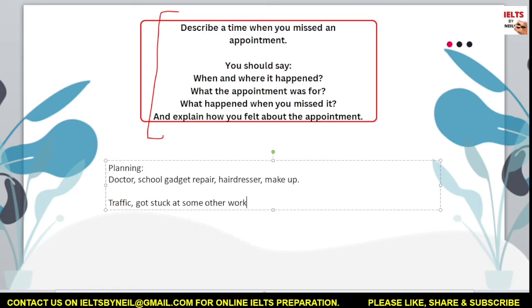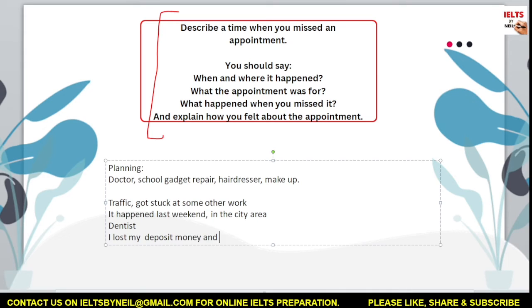The first point is when and where it happened, so you can say it happened last week. You can make up anything. And where, in the city, you can say the city area. Next, what the appointment was for, you can just say the appointment was my dentist appointment. And what happened when you missed it, you can say I lost my deposit money, and I had to book another one. Now explain how you felt about the appointment.